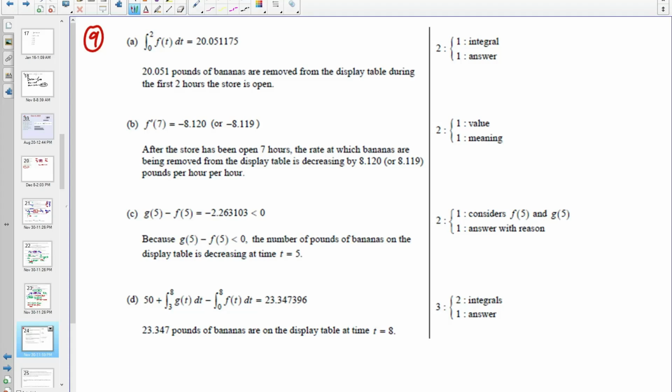All right, for the second part, getting the number right is worth 1 point, and then writing this meaning out gives you the last point. Okay, and then for the third question, if you consider G5 and F5, if you consider both of those in your solution, then you get 1 point. And then if you got the reason right, then you got the second point. All right, and then the last part, there are 2 integrals. There are 2 points for the integrals. So if you got this right here, that was 2 points. And then the answer is worth 1 point.